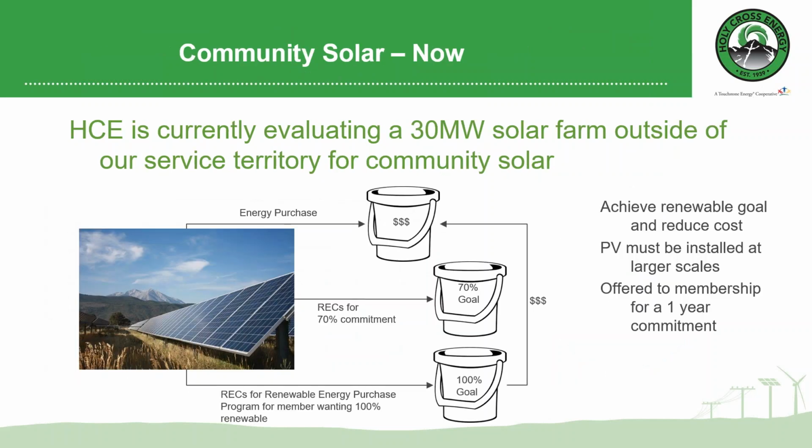Community solar now. HCE is currently evaluating utility solar at 30 megawatts and wind at 100 megawatts to help achieve our renewable goals. The current market value for renewable energy credits, or RECs, from utility scale projects is significantly less than historical community solar programs. The utility scale development results in reduction of cost to all members, including those who have already elected to procure 100% renewables through existing programs.